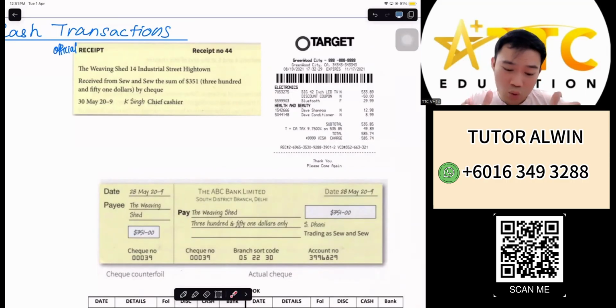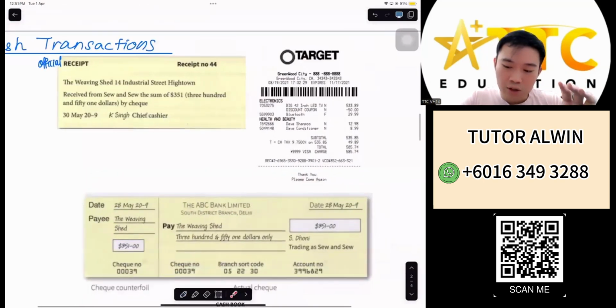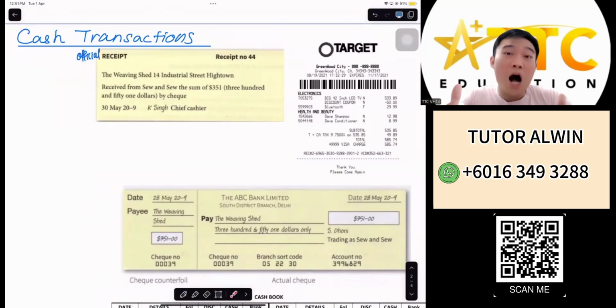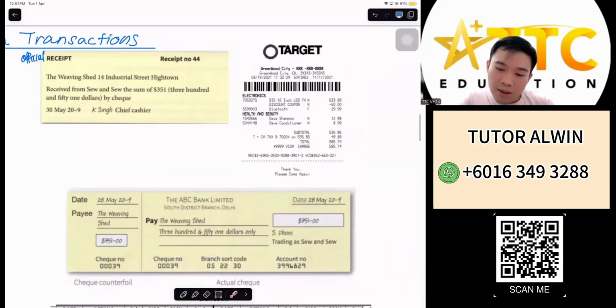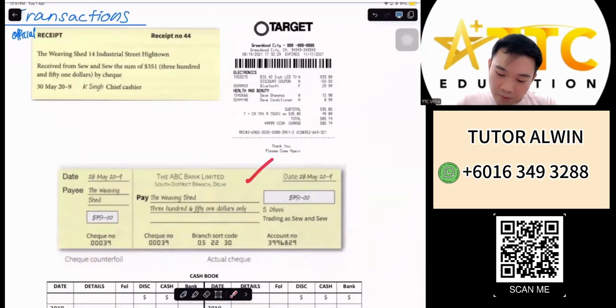If you are Sue and Sue, then this receipt you receive is the original, and you are paying to Weaving Shed. So depending on the questions of the exam, you need to see whose point of view you are looking at, and hence that determines the answer. Okay. Now we also have a check here.